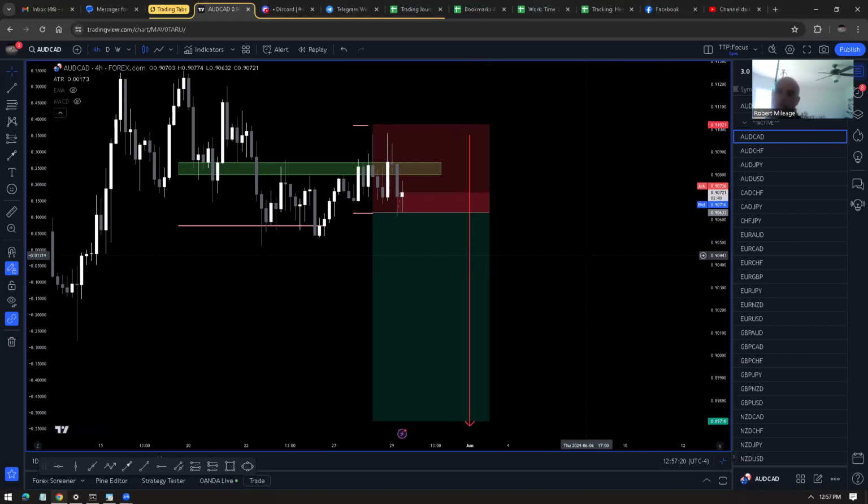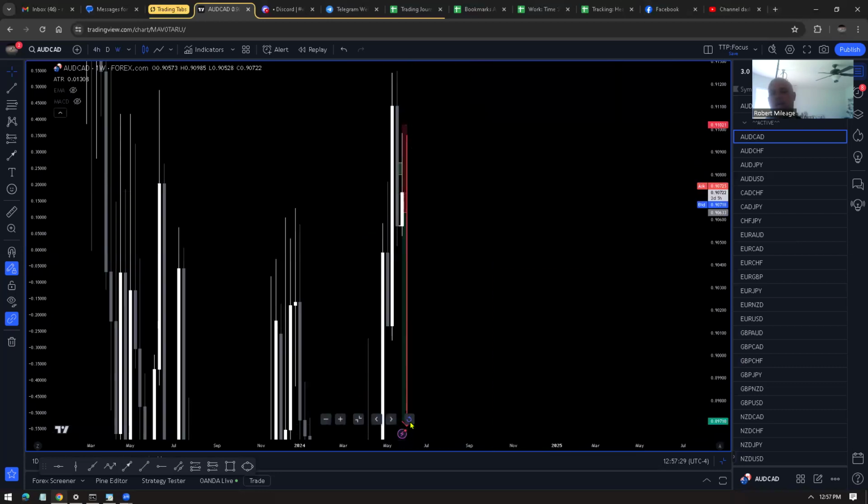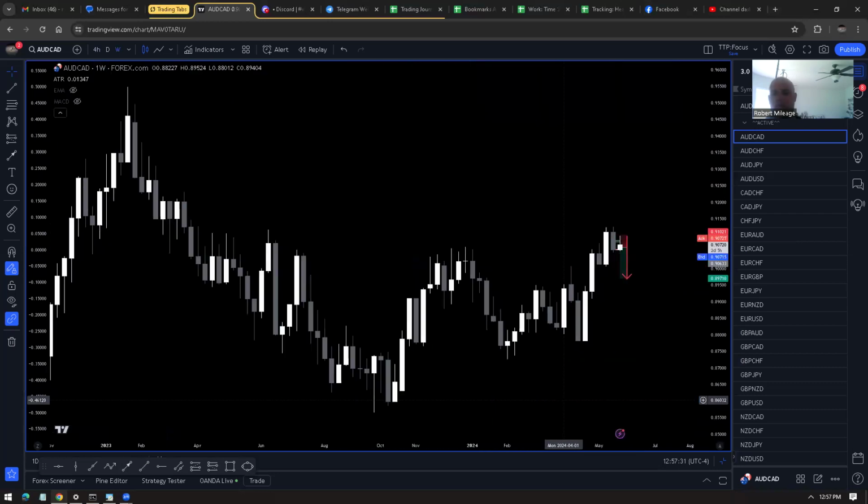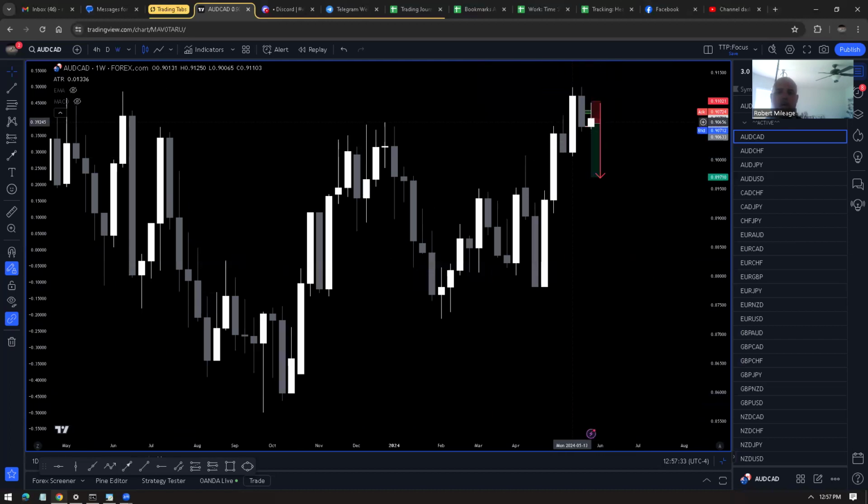But do that for all the pairs. I do it for all the pairs. There are some pairs that I will not trade based upon how it looks on the weekly. There's some pairs that I will stay away from based upon what the 4 hour looks like, if it's just been ranging. But that's just something that I've come to learn, and something you've got to learn.